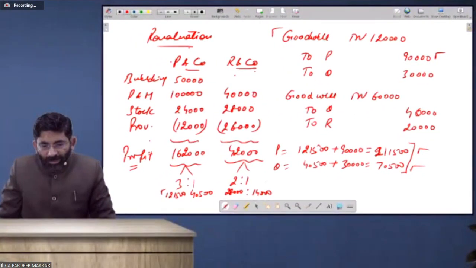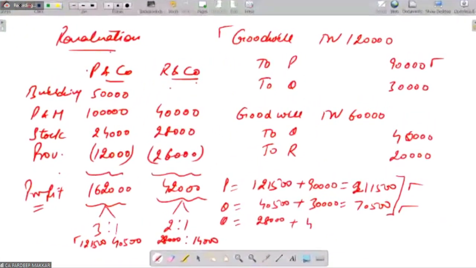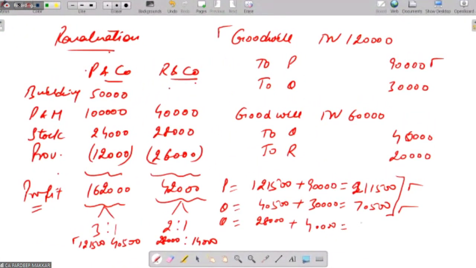In the same manner, in R and company, Q will be created with 28,000 plus 40,000. It is 68,000, and R will be created with 14,000 plus 20,000, 34,000. Check it out.